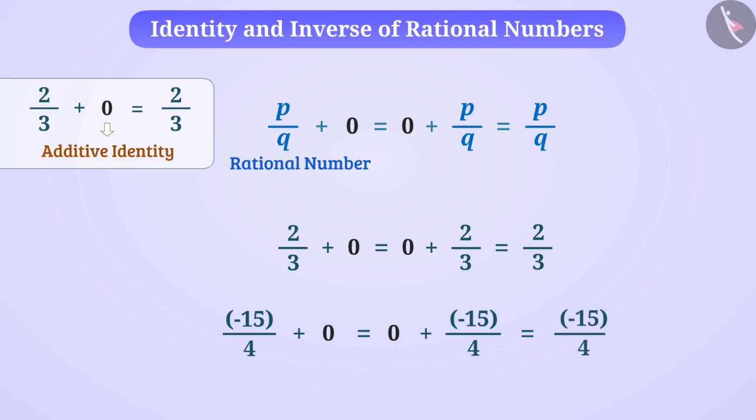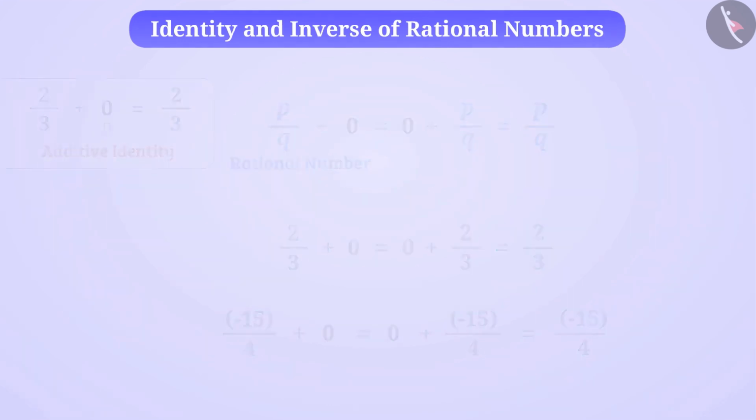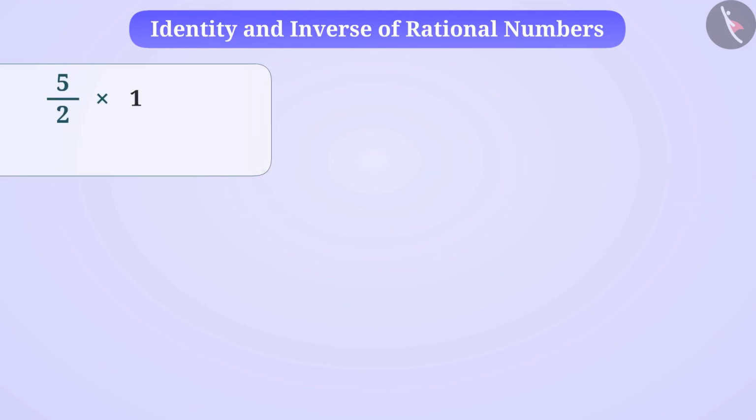Similarly, in all rational numbers, 1 is the only number which if multiplied to any rational number gives the same rational number only. The identity of that rational number does not change. We say that 1 is the multiplicative identity for rational numbers.